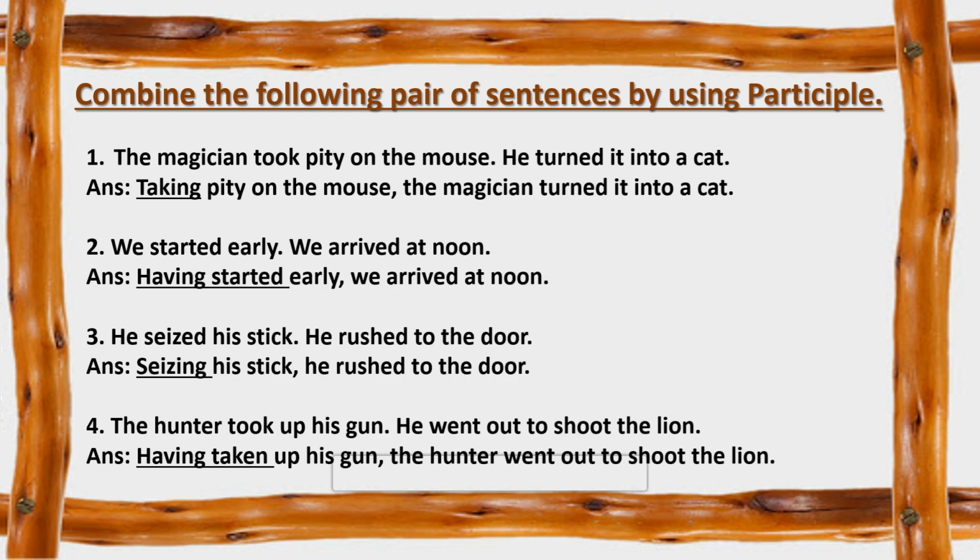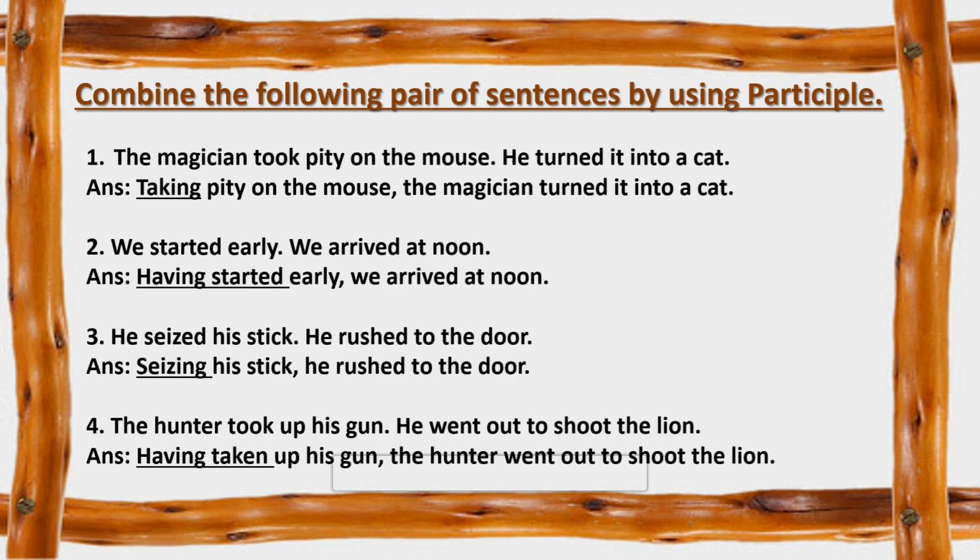Now, question number 3. He seized his stick, he rushed to the door. Here, seized means to take hold of or to grab. Now you see what happened first. He seized his stick first, right? And then he rushed to the door. And in both the actions, there is a very thin time gap. So, when we are talking about two actions, and in both the actions the time gap is very less, in that case, we use the present participle. So, the answer is: seizing his stick, he rushed to the door. Here, seizing is a present participle.